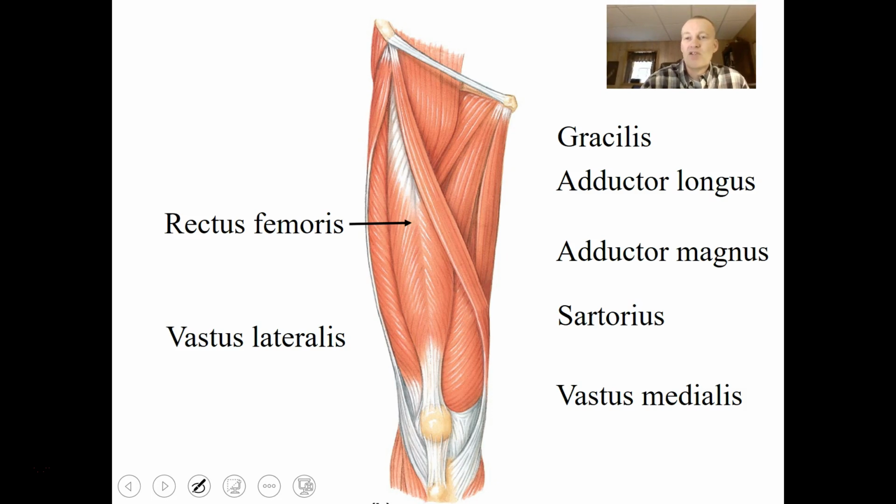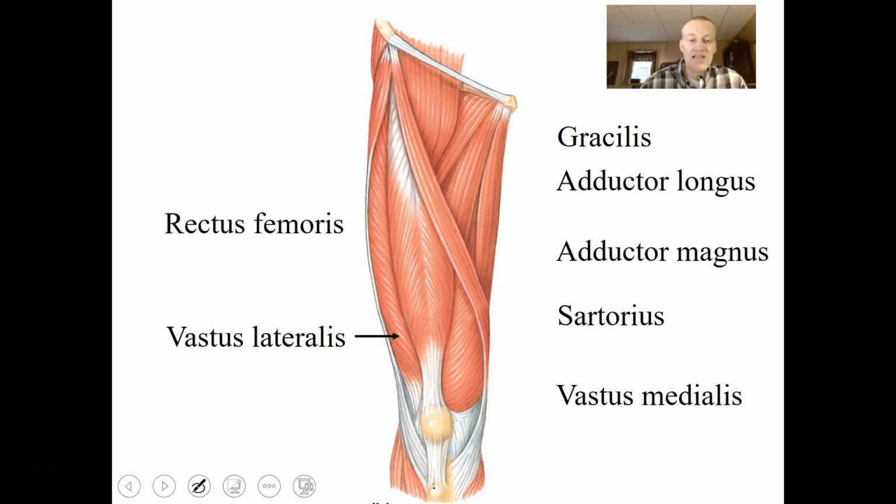Okay, so this is the anterior leg. We have the rectus femoris. So this muscle right here, the rectus femoris. And you can see it connects up here to your pelvic bone, and then, you know, right here to your knee, eventually to the tibia.